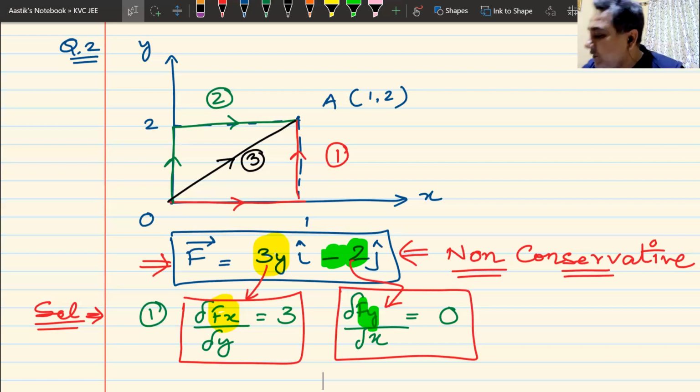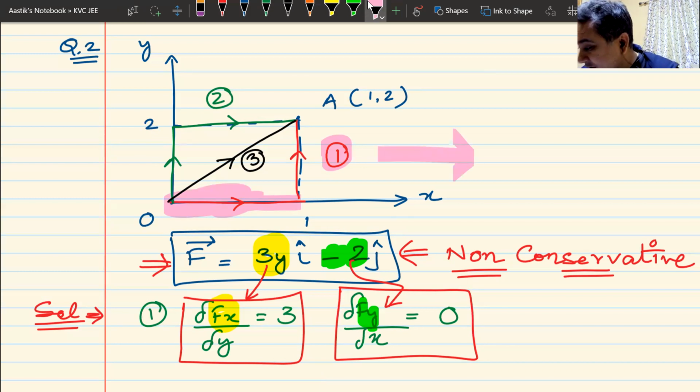I will try path number 1. I'll color it pink. Now what is going to 2? Someone got the answer. Great. See, someone is speaking now. When I say all these things, you start speaking. So you got the answer as 2 joules, right?